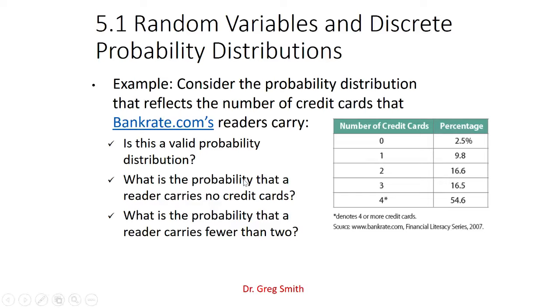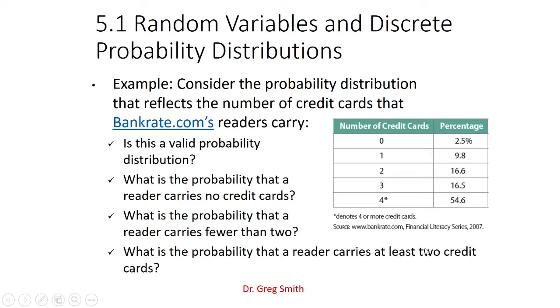What's the probability that a reader carries no credit cards? Pretty easy, 2.5%. What's the probability that a reader carries fewer than 2? Well, that will be 0 and 1, so we add those two together. What's the probability that a reader carries at least 2 cards? That will be 2 or more: 2, 3, or 4.